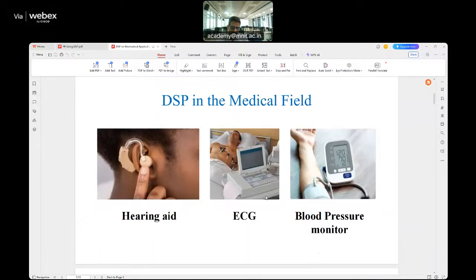Now coming to DSP in the medical field. See here, in hearing aids, those people who are working in speech, etc., know how the speech signal is processed in different ways. It is amplified, very well tuned, etc. So all these filters are there in hearing aids.